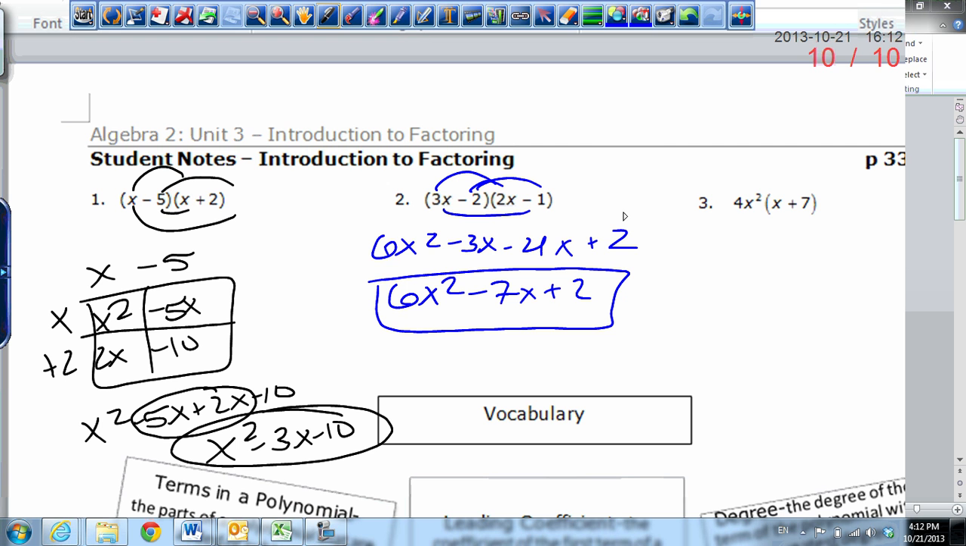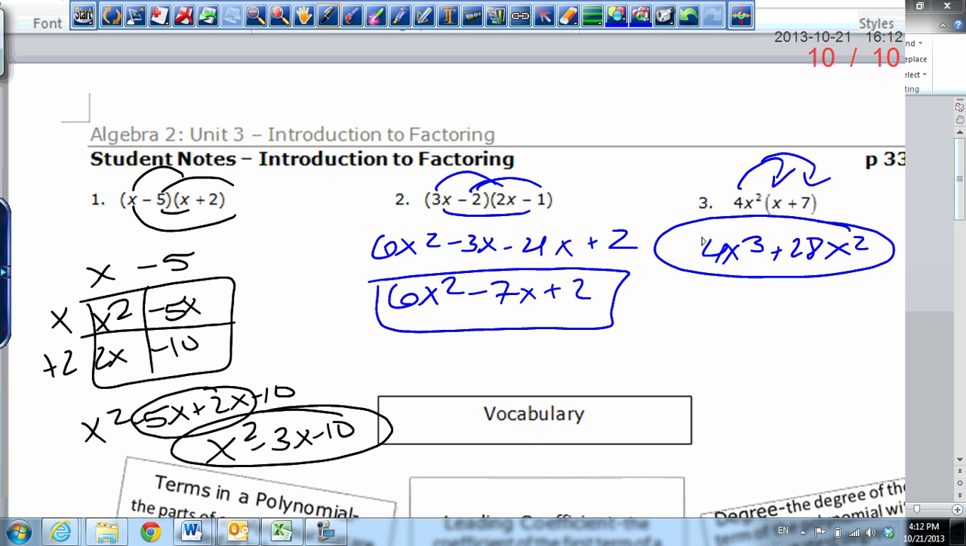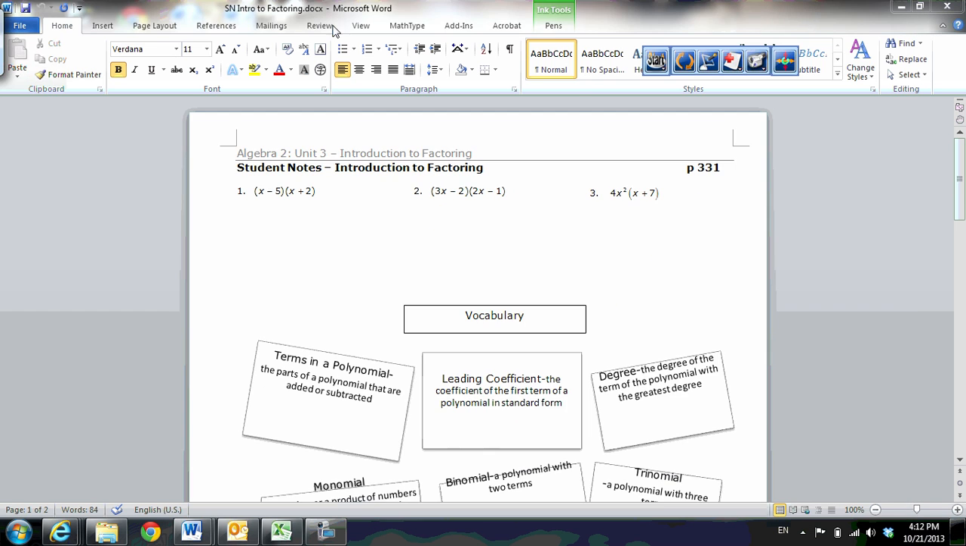Boom, boom, boom. If you only have a number with parentheses, we don't need to do FOIL. We don't need to do box. We don't need to do Xbox or multiple representation or anything like that. Just distributive property. So 4x cubed plus 28x squared. We're just multiplying them.